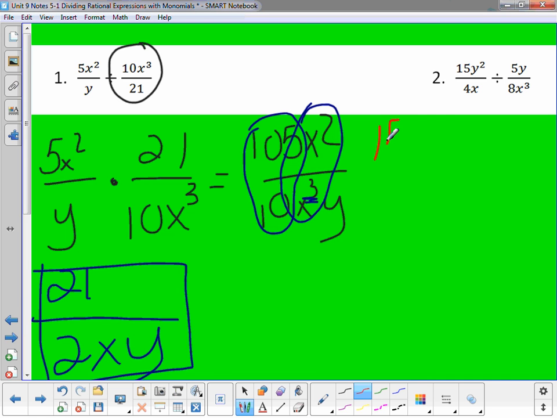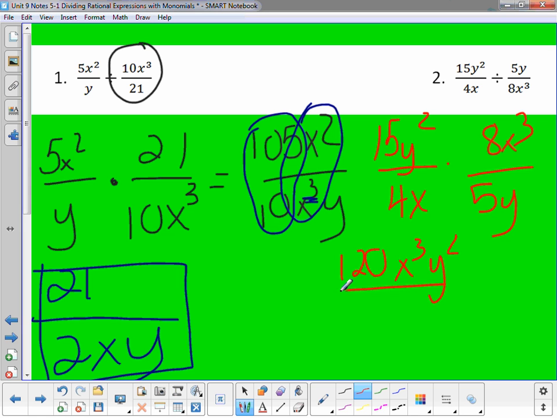Then we have 15y squared on top divided by 4x. Then we want to flip that fraction: 8x cubed divided by 5y. So I want to simplify this out. First thing I'm going to do is take 15 times 8, and that's going to give me 120 x cubed y squared divided by 20xy.